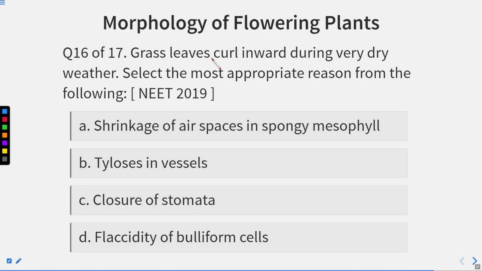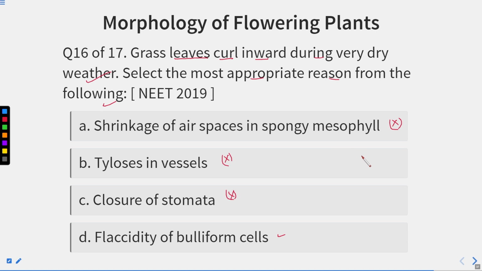The next question is grass. Grass leaves means monocot. They're talking about monocots. Grass is a monocot. The leaves of the grass curl inward during very dry weather. Now here we have to select the most appropriate reason for the following. First is the shrinkage of air space in spongy mesophyll. So this is not true. Tylosis in vessels. This is also not true. Closure of stomata. Not true. Flaccidity of the bulliform cell. So this is the correct answer.